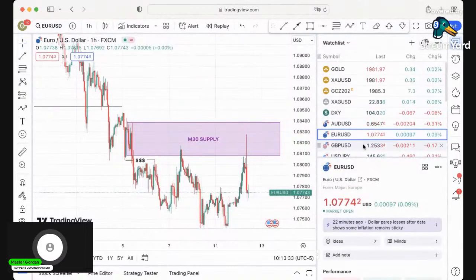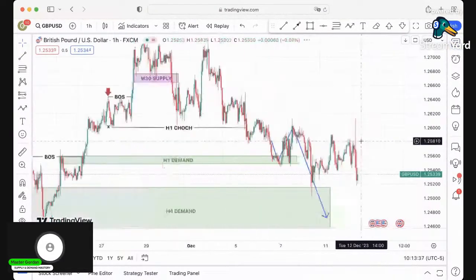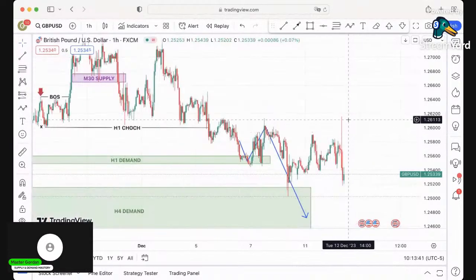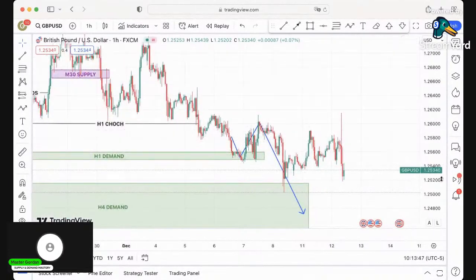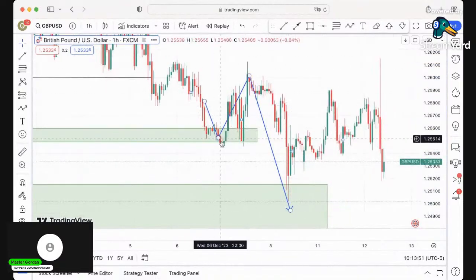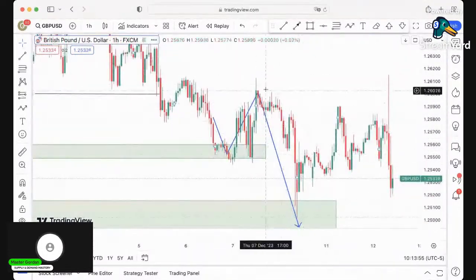I remember GU last week, someone asked for it as well. I remember we had a setup right here for GU. Yes, for the GU, all right, this is the previous drawing, and it already hit the TP right here.